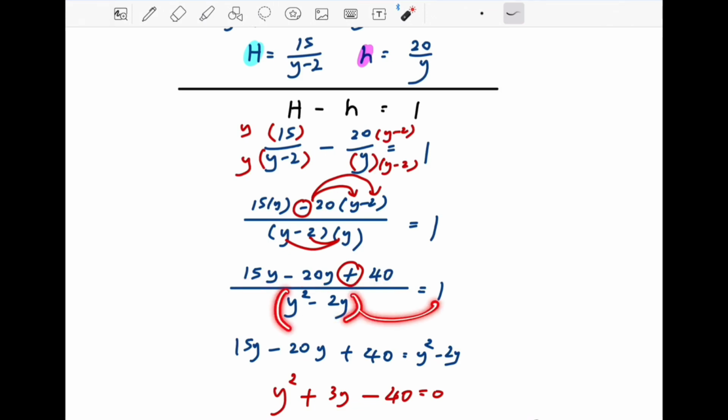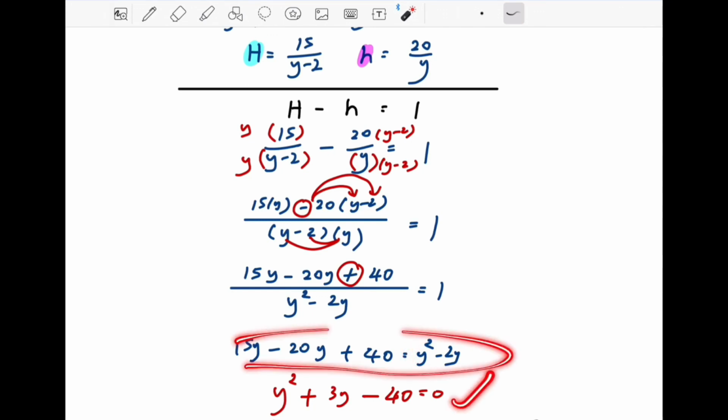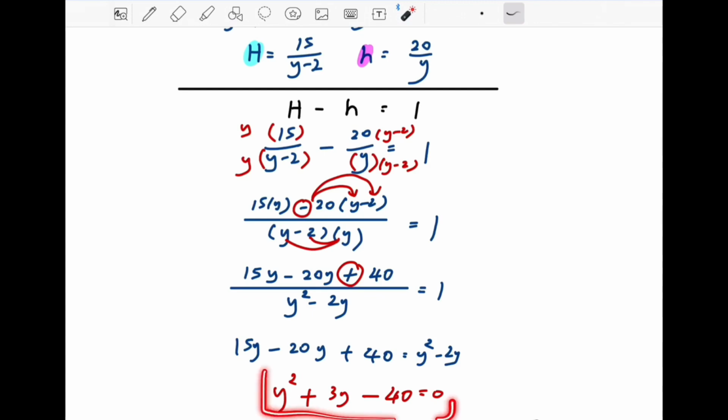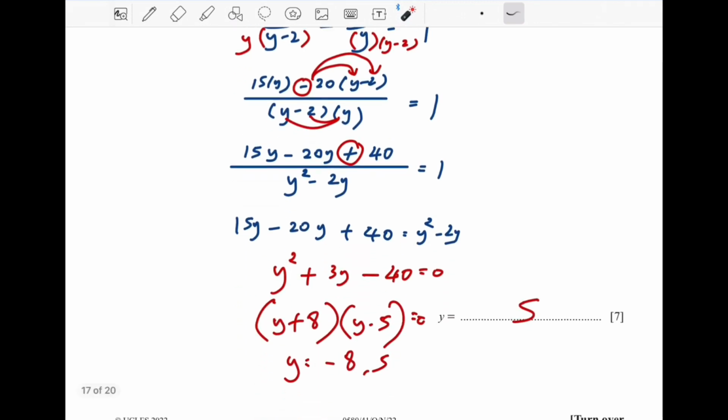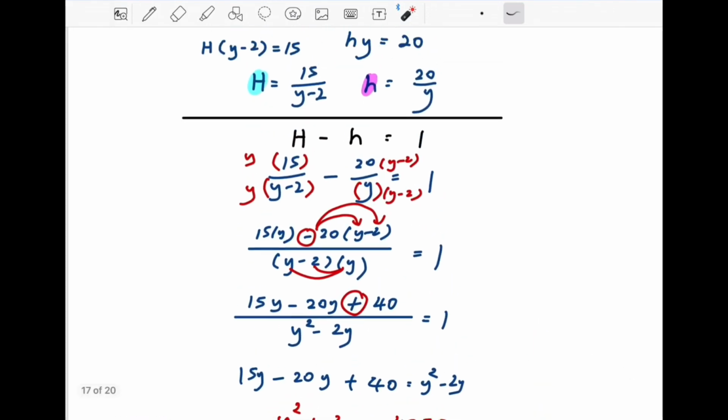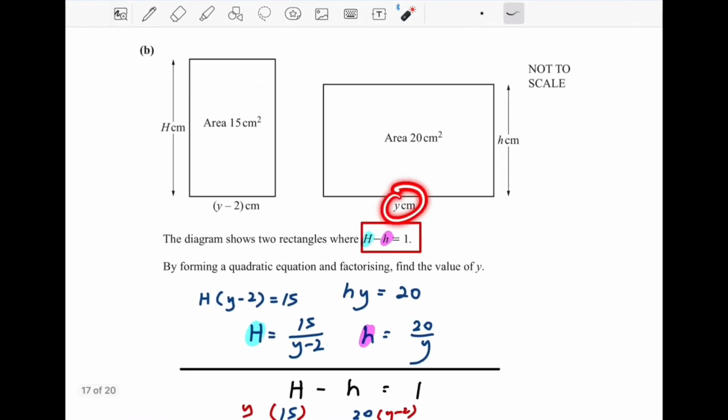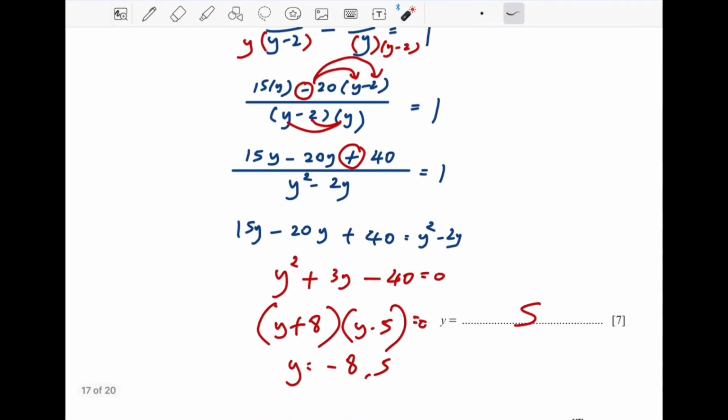And y squared minus 2y, bring it to the other side, is multiplied. So you have 1, same thing, nothing changes. Then you rearrange it and you arrive at this. So this is the quadratic equation that you have formed. You follow the instruction, you form a quadratic equation. And then by factorizing the two brackets, you have the answer of negative 8 and 5. Reject negative 8 because y has to be positive, it's a length. So the final answer is just 5.